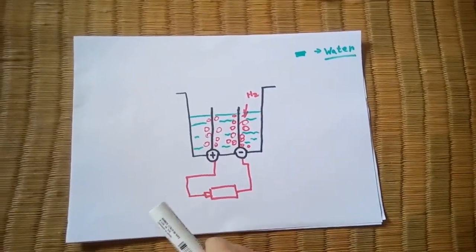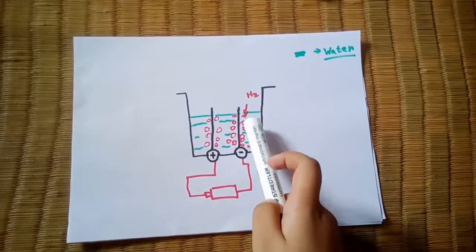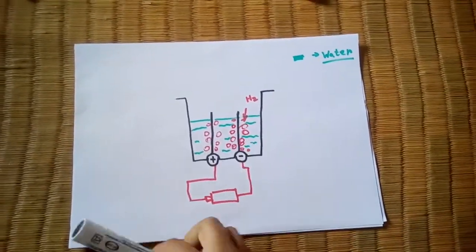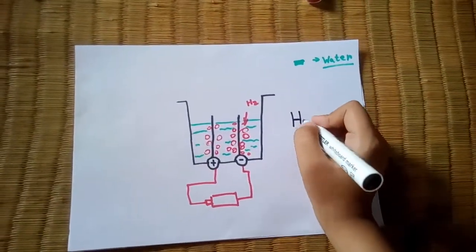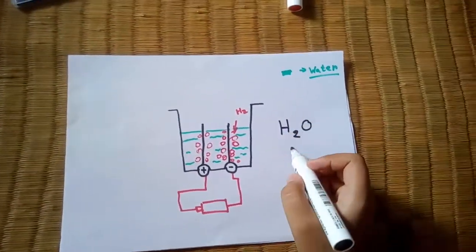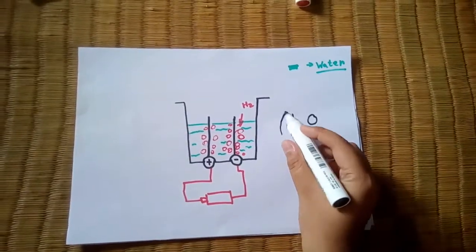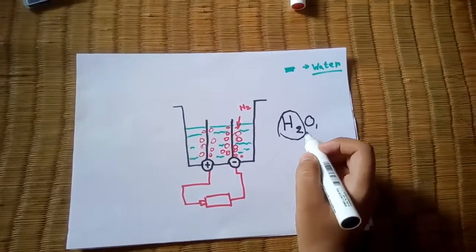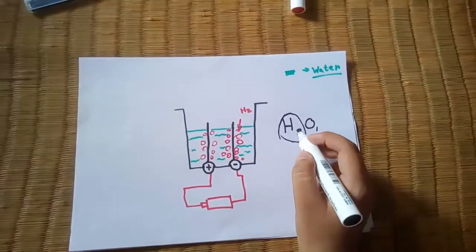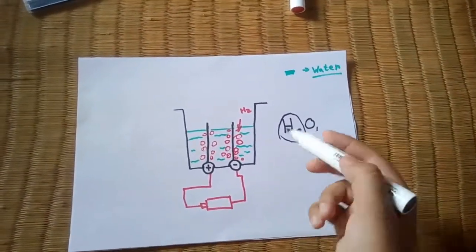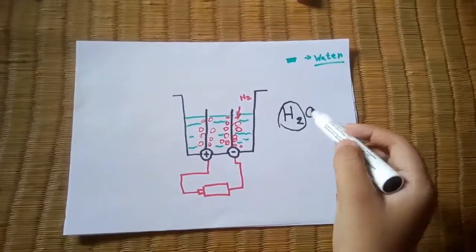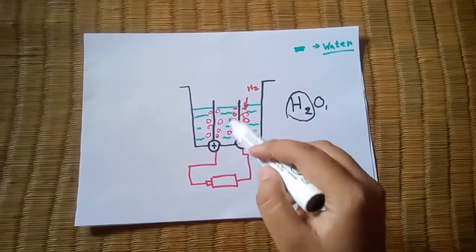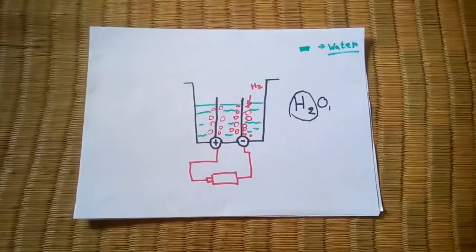You can say hydrogen is always produced in greater quantity than oxygen. Why? Because H2O, so in water H is greater than oxygen because oxygen is only one and H is two. So H is greater in quantity, so you will get more hydrogen than oxygen, of course.